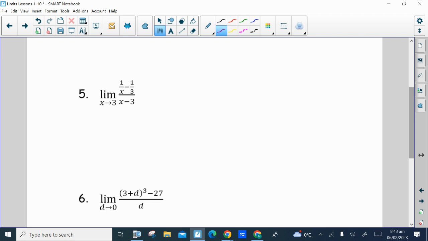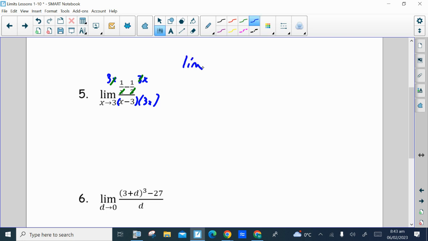Number 5, I'd probably start there, well, first by saying that 3 is a non-permissive value. So to evaluate this limit, what I would first do is multiply all of the terms on top and bottom by 3x, because that is the common denominator for the denominators and the numerator. So when you multiply that first term, the 1 over x, by the 3x, the x's cancel. The second term on top, the 3's will cancel. And this just makes it a little easier to work with.